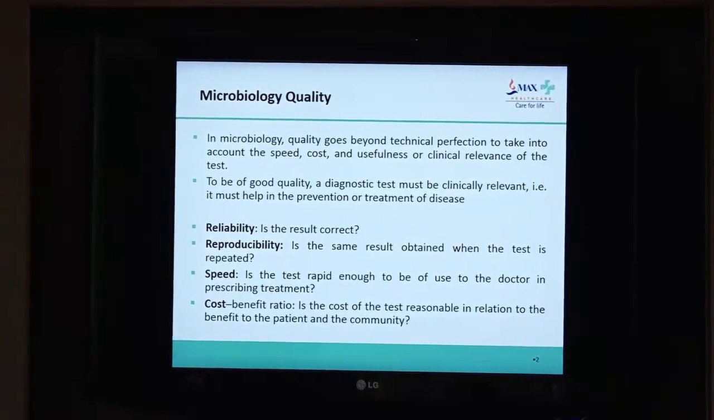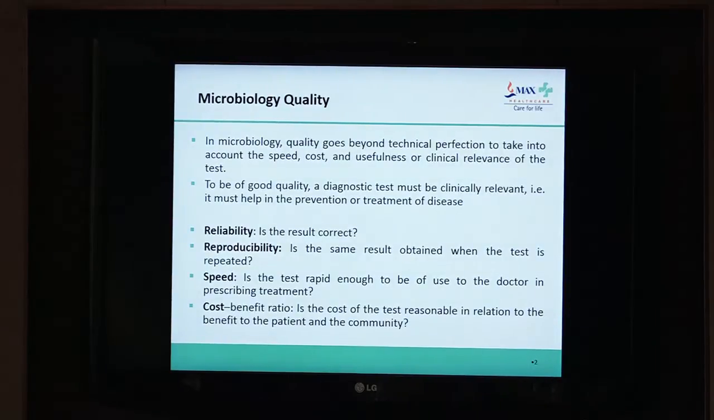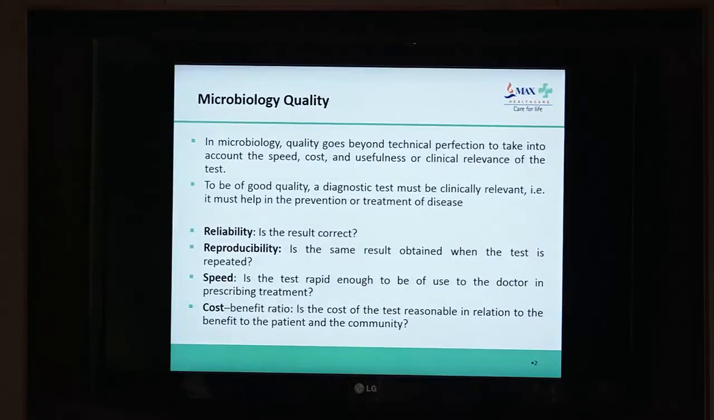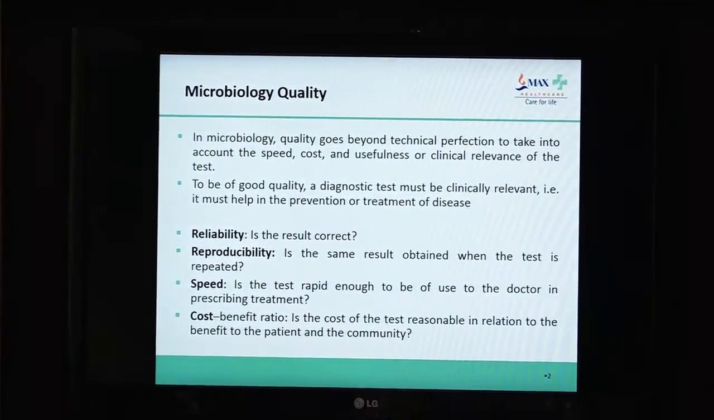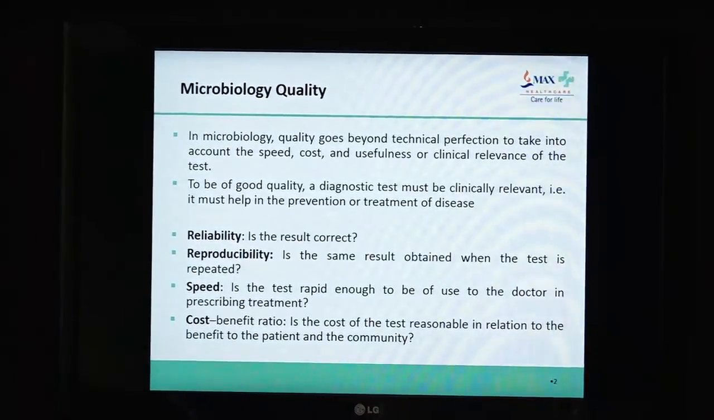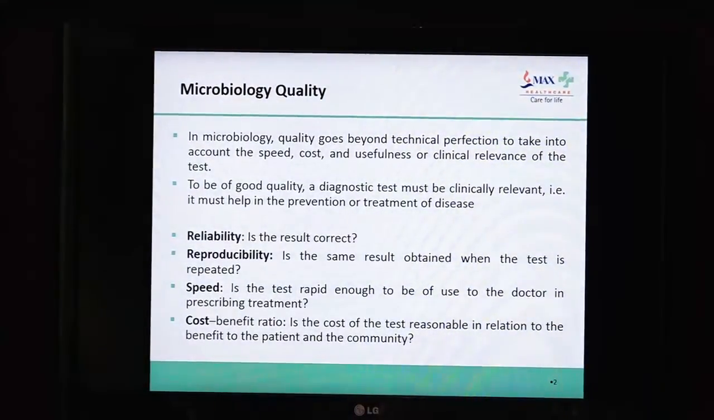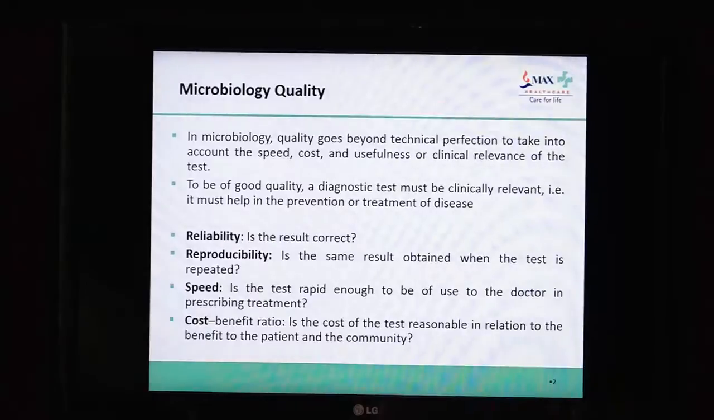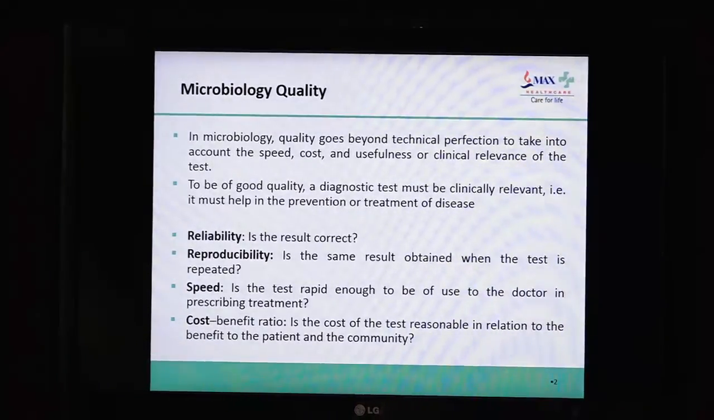Initially we didn't discuss, we only reported out the culture report and the clinicians saw the report. Now things have changed. Like in my hospitals, we have very good clinical discussion rounds with the pathologists as well as microbiologists. That's why our pathology or lab medicine has improved a lot. To be a good quality diagnostic test, it must be clinically relevant. Whatever reports we release has to be clinically relevant.